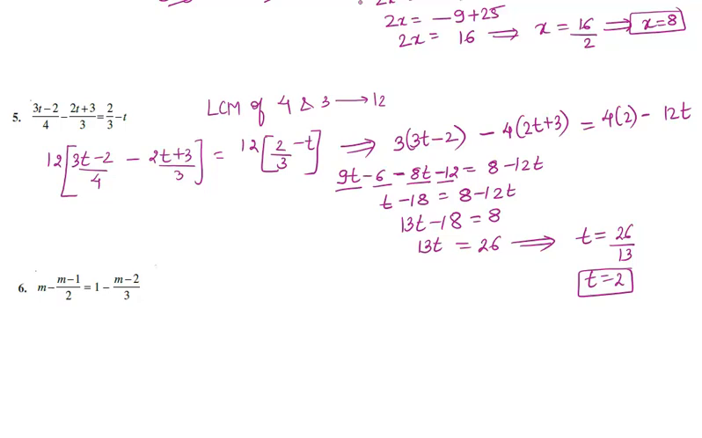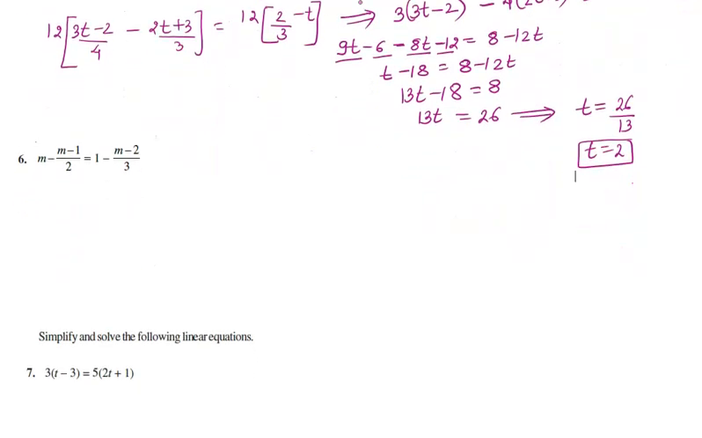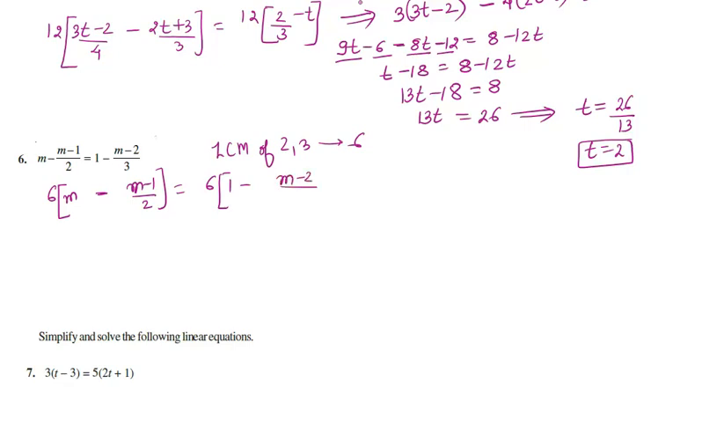Next question is question number 6. Again, let's multiply both the sides with the LCM. So LCM of 2 and 3 will be 6. Now 6 times of m minus (m minus 1)/2 equals 6 times of 1 minus (m minus 2)/3. So 6m minus 3 times of (m minus 1) equals 6, and again 6 will get divided by 3 two times, so 2 times of (m minus 2).